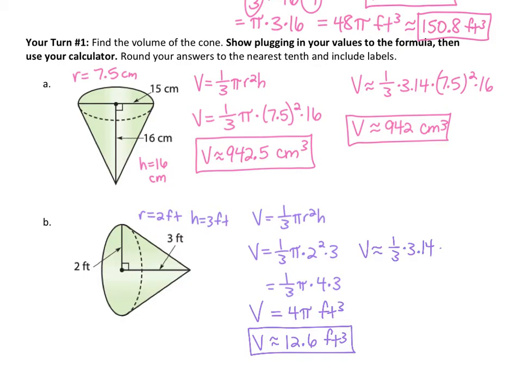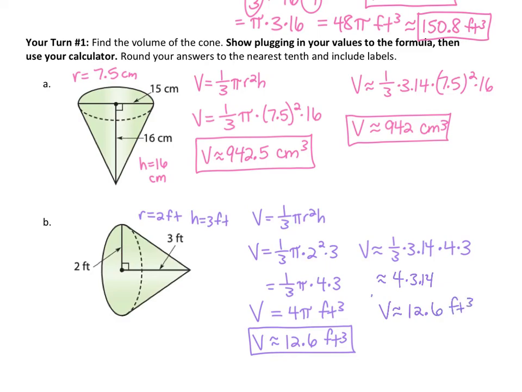I'm going to go ahead and do times 4 times 3. And then when you put that into the calculator, 1 divided by 3 times 4 times 3, and then times pi. And again, since we already did this down here, you could just do 4 times 3.14. That's what it'll be. 4 times 3.14, which gives us approximately 12.56, which rounds to 12.6 as well.